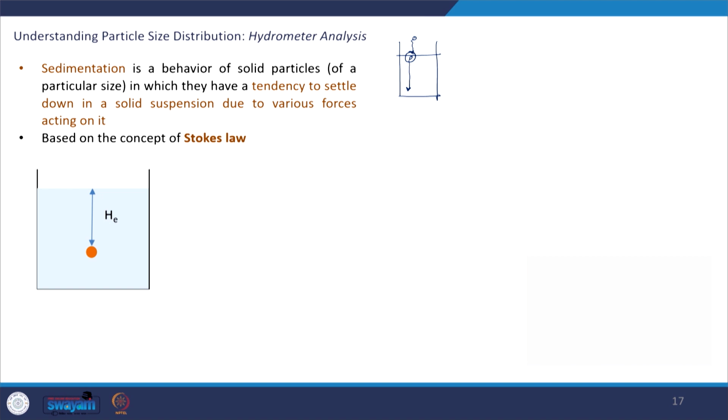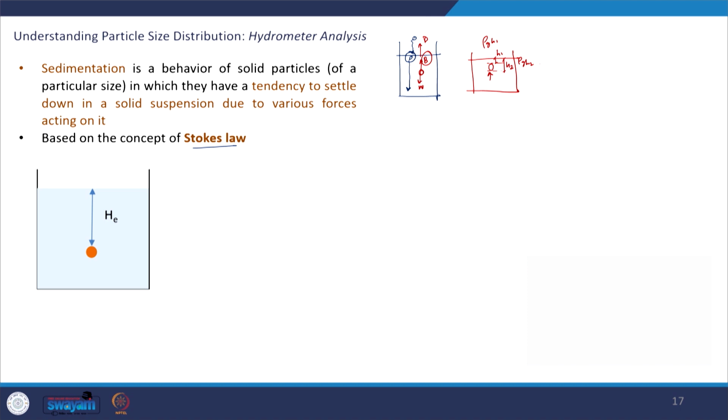If you try to see a particular particle here, what will be the forces acting on this particle? The forces acting on this particle will be the weight of the particle. Then, since this is a liquid, we will have a buoyant force, and we will also have a drag force acting on it. Buoyant force is basically a function of the difference in pressure at the top and at the bottom. If this is H2 and this is H1, this is rho g H1, this is rho g H2, and this difference creates the buoyant force, which is equal to the weight of the water displaced by the equal volume of solids. And then we have the drag force, which is a resistive force acting in the opposite direction.